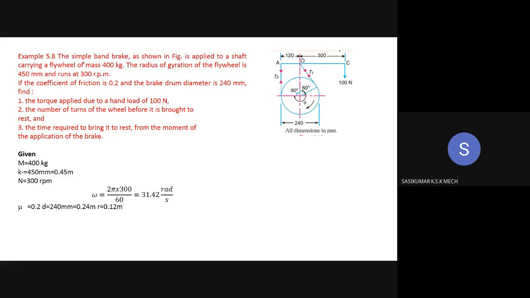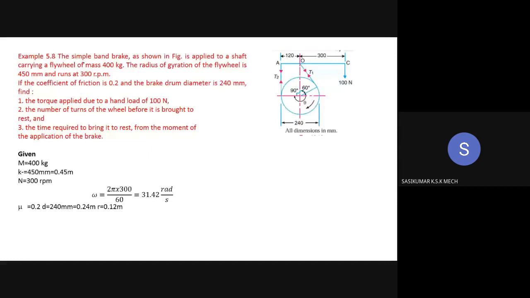The simple band brake as shown in the figure is applied to a shaft carrying a flywheel of mass 400 kg. The radius of gyration of the flywheel is 450 mm, and the flywheel runs at 300 rpm. If the coefficient of friction is 0.2, the brake drum diameter is 240 mm. Find the torque applied due to the hand load of 100 Newton, the number of turns the wheel will make before it is brought to rest, and the time required to bring it to rest from the moment of application of the brake.